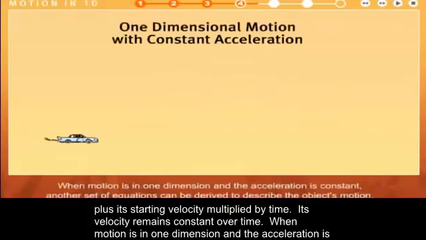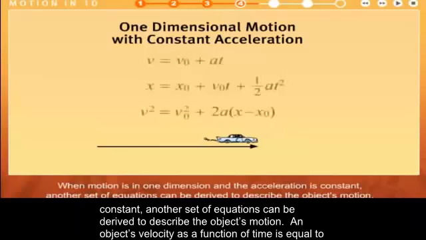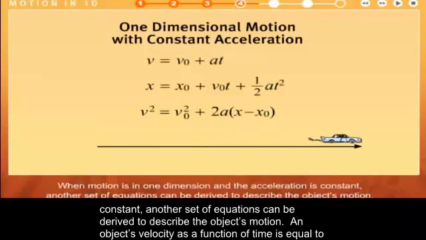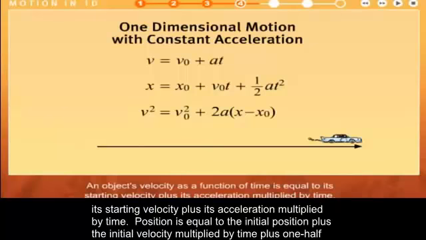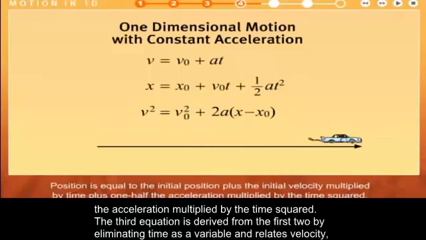When motion is in one dimension and the acceleration is constant, another set of equations can be derived to describe the object's motion. An object's velocity as a function of time is equal to its starting velocity plus its acceleration multiplied by time. Position is equal to the initial position plus the initial velocity multiplied by time plus 1/2 the acceleration multiplied by the time squared.